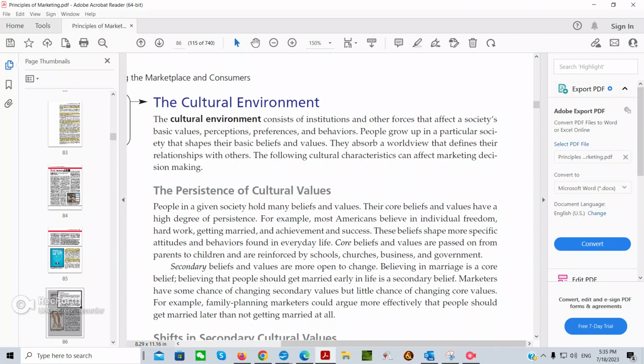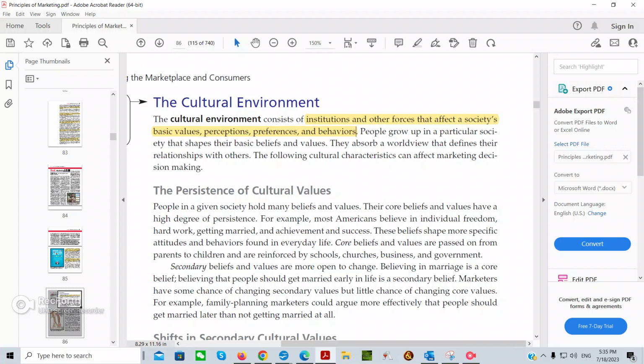Now, we also need to consider the cultural environment. The cultural environment consists of institutions and other forces that affect society's basic values, perceptions, preferences, and behaviors. Okay, that's the definition. People grow up in a particular society that shapes their basic beliefs and values. They absorb a worldview that defines their relationship with others. The following cultural characteristics can affect marketing decision making. Okay, let's talk about the first one.